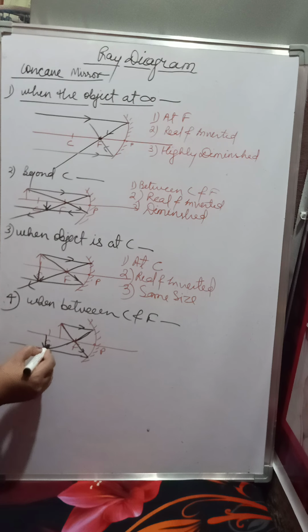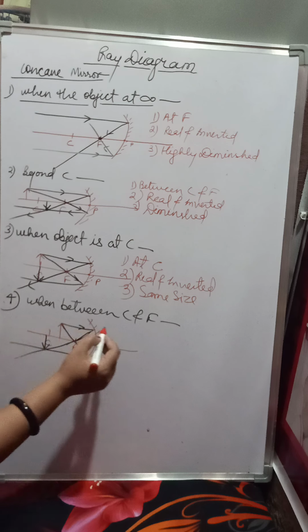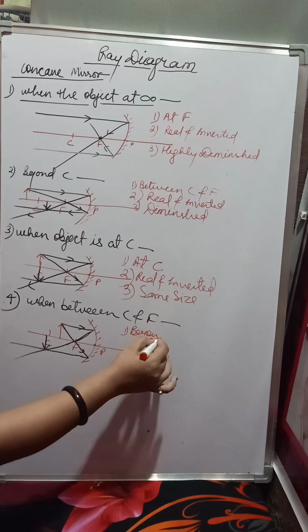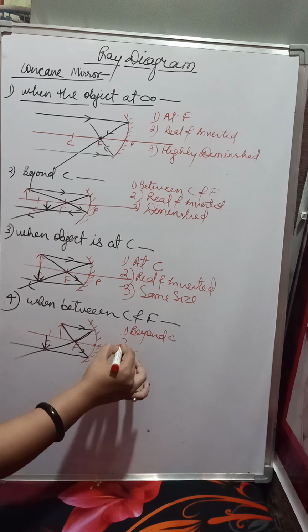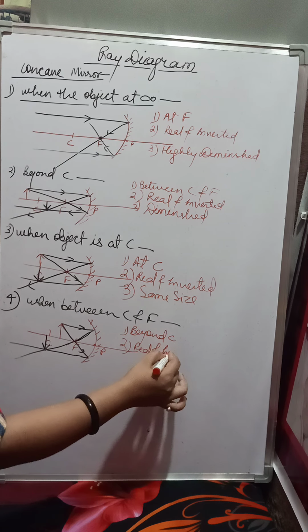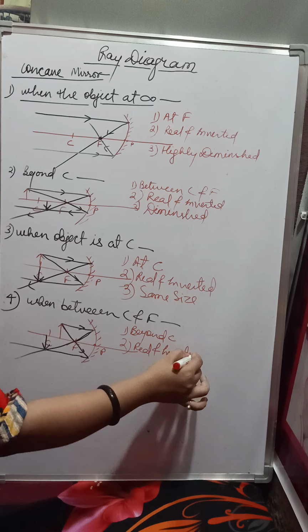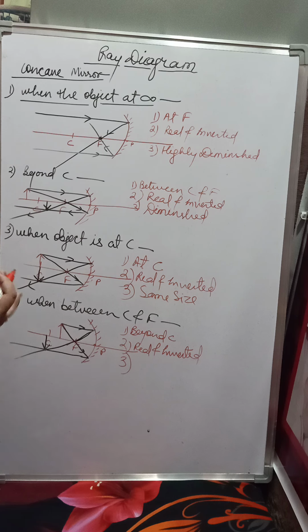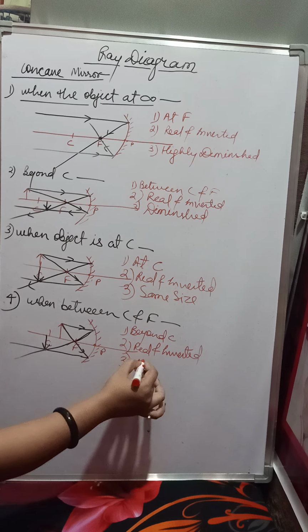So, image is formed beyond C. Where is the image formed? Image is formed beyond C. Which type of image it is? Real and inverted. Its size is more than the size of the object, so it is magnified.